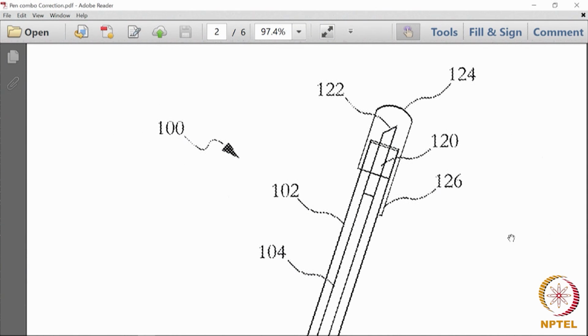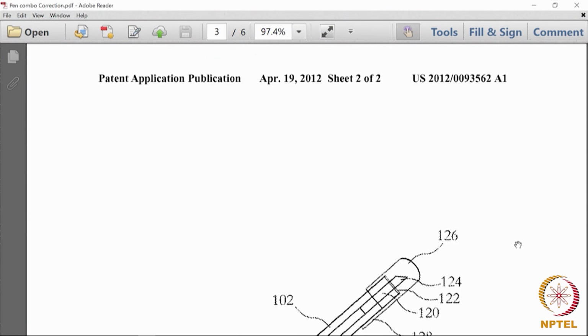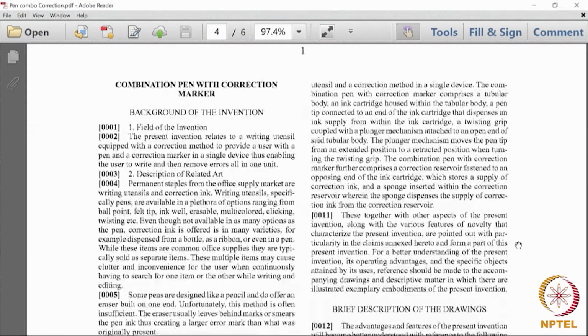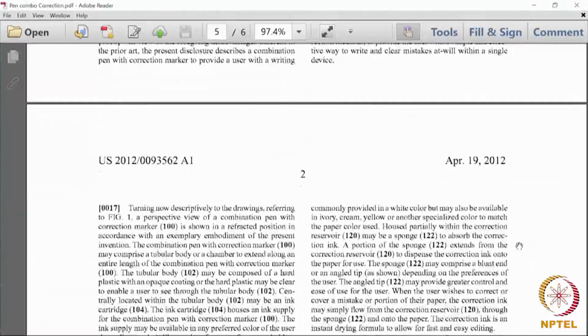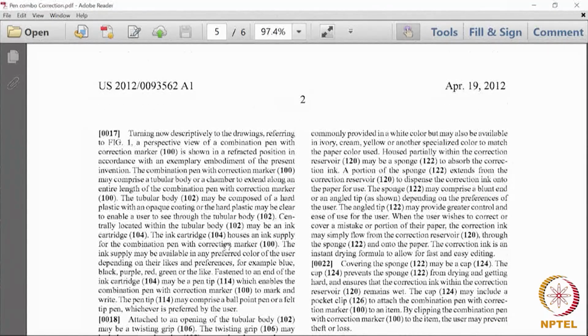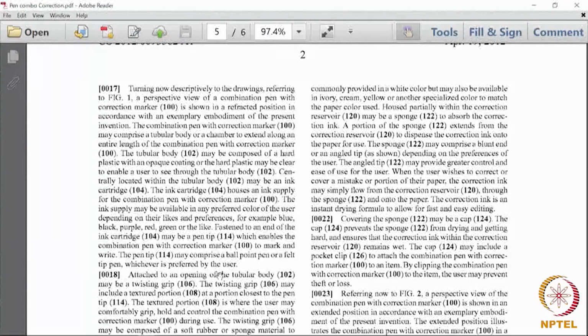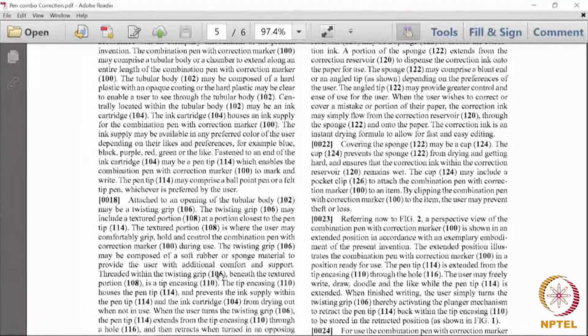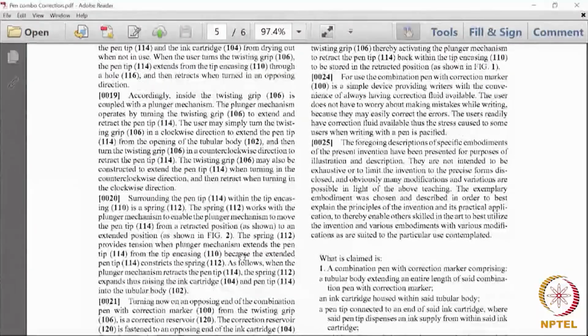So, because these numbers are there, when you have a detailed description, it will cross-refer those numbers, what we just saw here. So, these are all the cross references. Tubular body is 102, wherever tubular body is repeated, you repeat the number. Ink cartridge is 104, pen tip is 114, and so on. So, when you see these numbers, you can look back into the drawing and understand which part of the marked drawing is the part that is described here. So, tubular body is 102, so on and so forth, you will understand that.